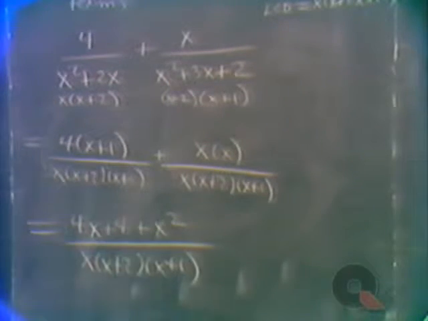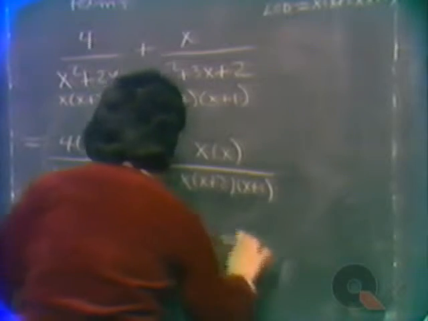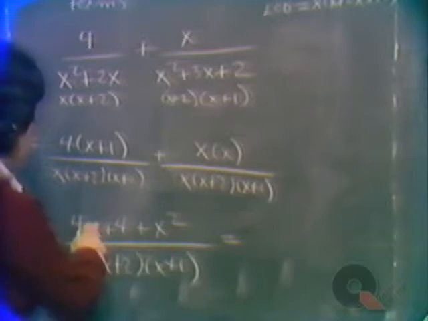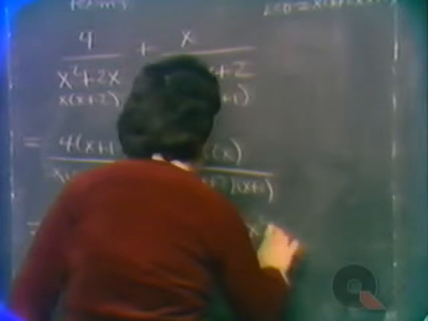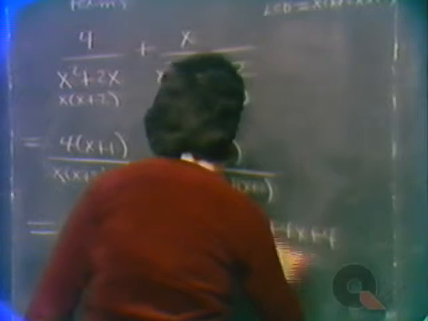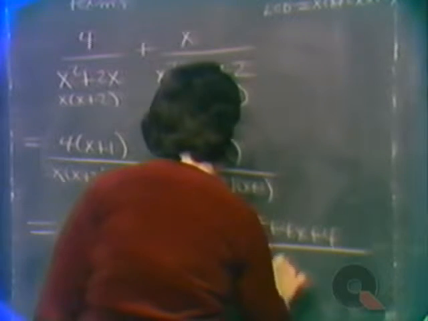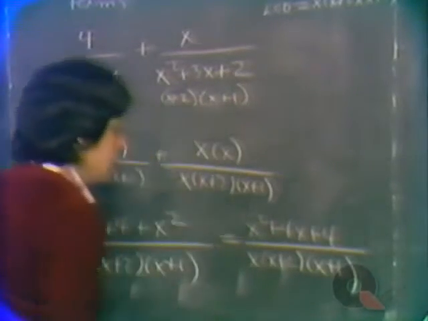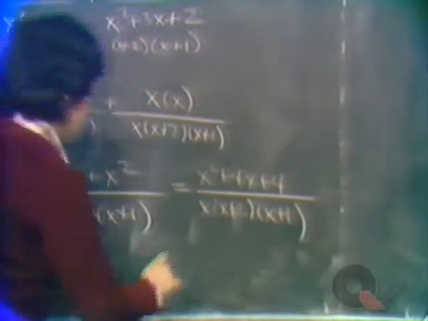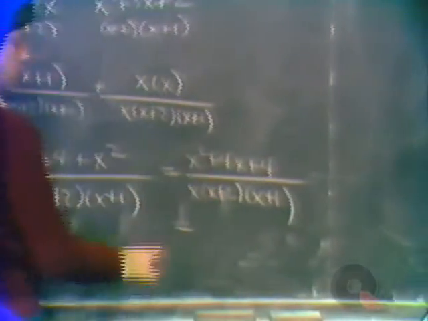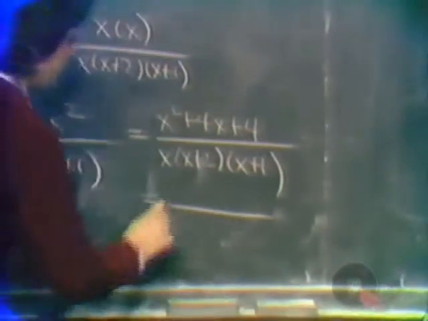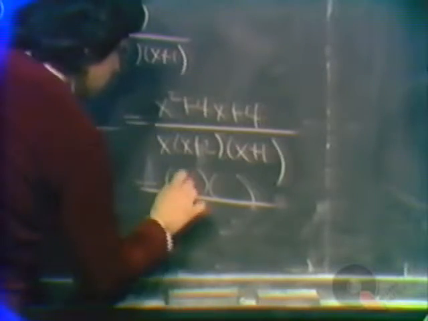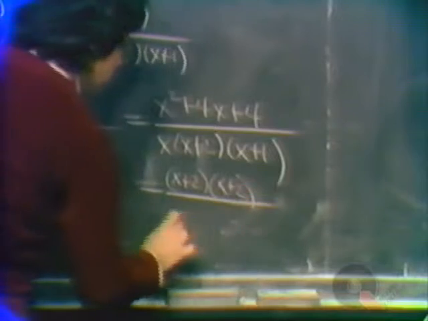Now, in order to reduce to lowest terms, we have to see if any other factors can be canceled from the numerator and denominator. In the numerator, we have x squared plus 4x plus 4. The denominator is all factored. Okay, the numerator, we can factor further. There's no common factor, but we can write it as a product of two binomials, that is x plus 2 times x plus 2.